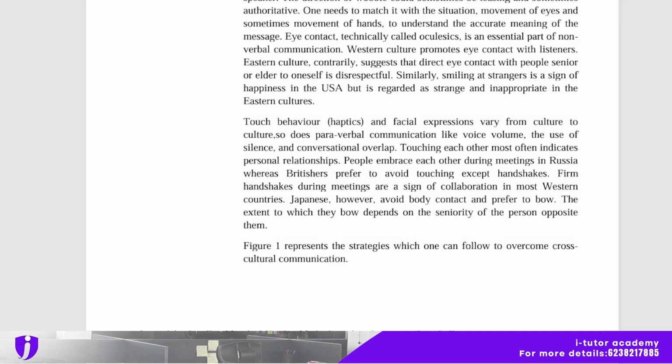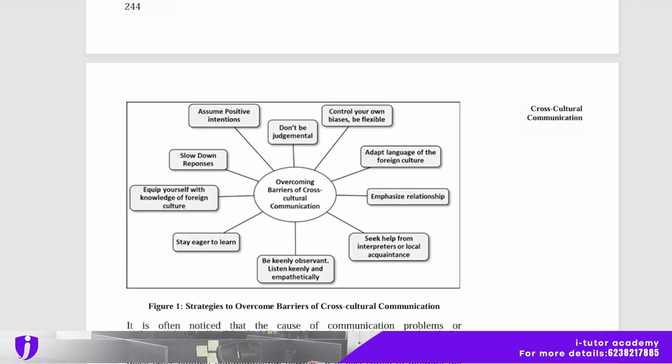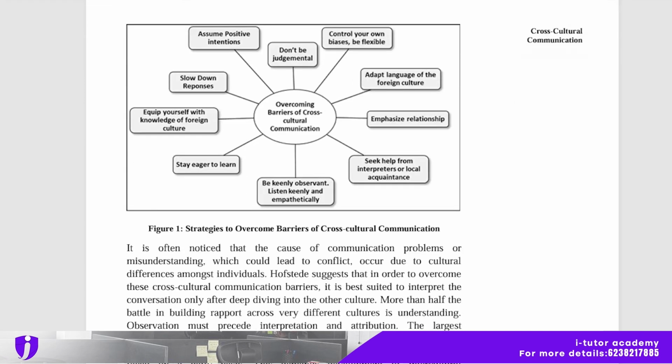Figure 1 represents the strategies which one can follow to overcome cross-cultural communication barriers. Figure 1, strategies to overcome barriers of cross-cultural communication. So there is, don't be judgmental, control your own bias, be flexible, adapt the language of the foreign culture, emphasize relationship, seek help from interpreters or local acquaintances. So like that, you just refer to this Figure 1.